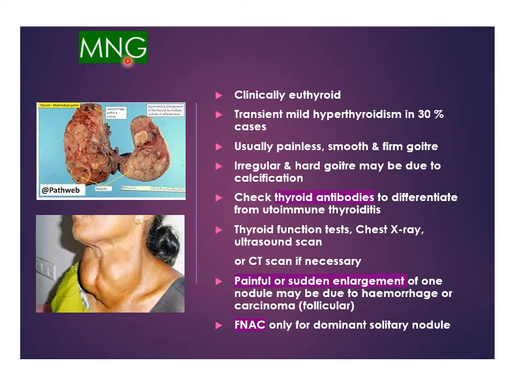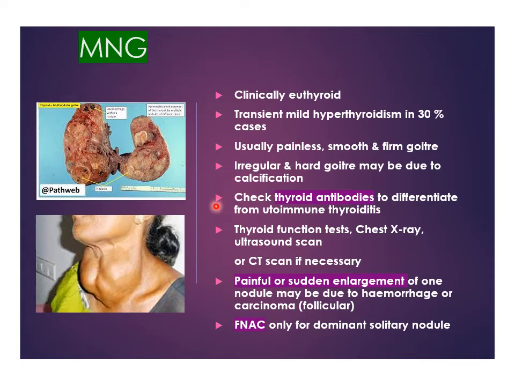Okay, what is multinodular goiter? Multinodular goiter is an enlarged thyroid gland with multiple nodules which are irreversible. That means it cannot go back to normal. Okay, this is a histological pattern, gross anatomy, and this is a clinical picture. Usually they are clinically euthyroid. Okay, there can be transient mild hyperthyroidism in 30% of cases. Usually painless, smooth, firm, and mobile. Irregular and hard goiter may be due to calcification in some cases.